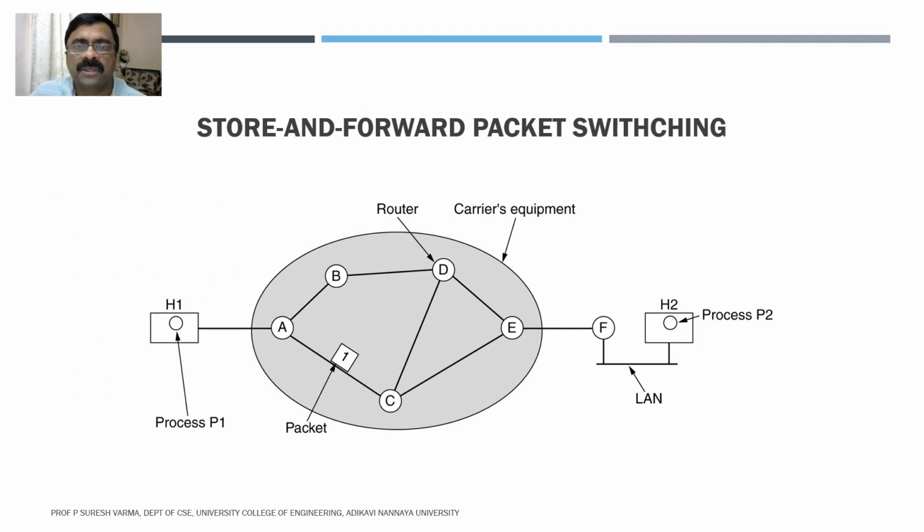We know that in the existing telephone network, there are three types of switching: message switching, circuit switching, and packet switching. Nowadays, everyone is using the packet switching concept. In this packet switching concept, while we want to transmit packets from one router to another router, we always follow the store and forward technique.